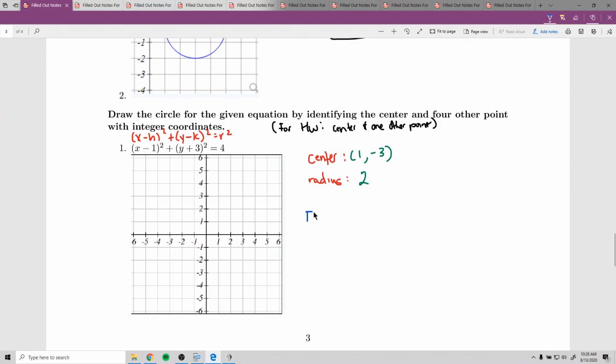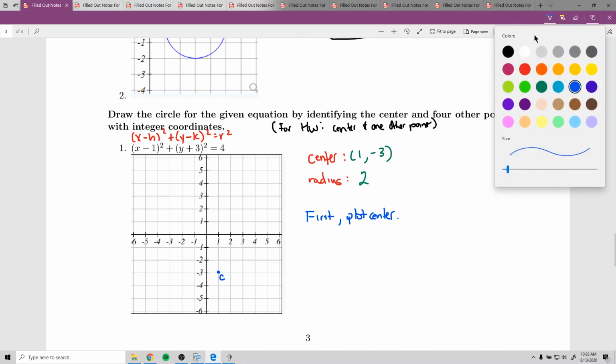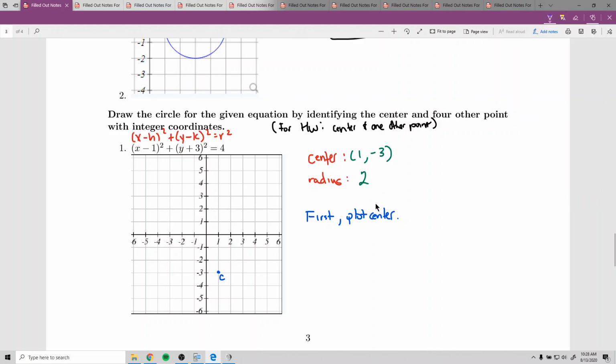So first, plot the center. We got at x equals 1 and y equals negative 3, we got the center. The center is not actually on the circle, but it's how the whole circle is drawn. And then the radius for this problem is 2. So what we want to do is move up, down, left, and right 2 of the center.